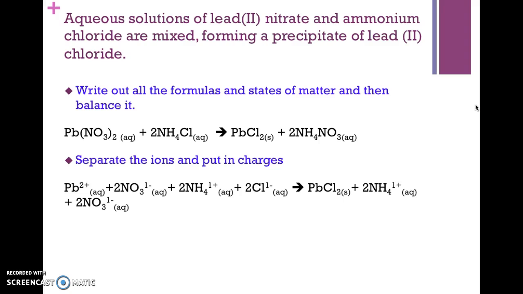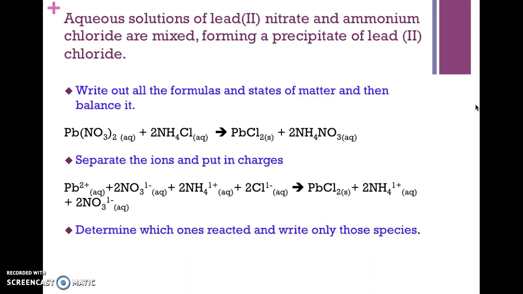What has become a solid stays a solid. And then ammonium nitrate is still aqueous, so we have to split that up. So ammonium, there's 2 of them. Each one has a +1 charge. And then there's 2 nitrates, each with a -1 charge. The next thing we're going to want to do is get rid of our spectator ions. You see this nitrate as a reactant is the same form as the nitrate in a product. So nitrate is the spectator. The other spectator is the ammonium, because the ammonium on one side is exactly the same as the other.